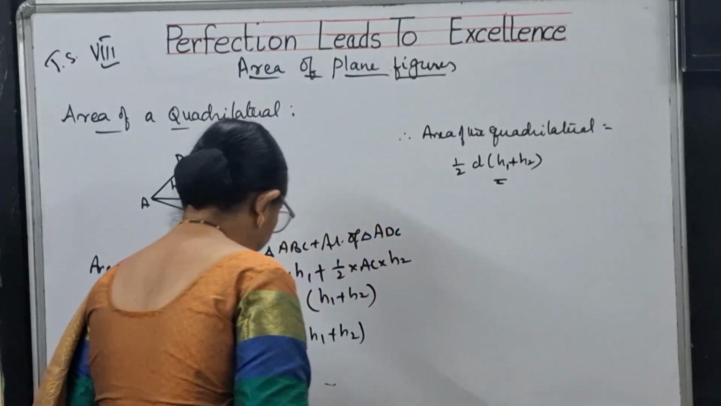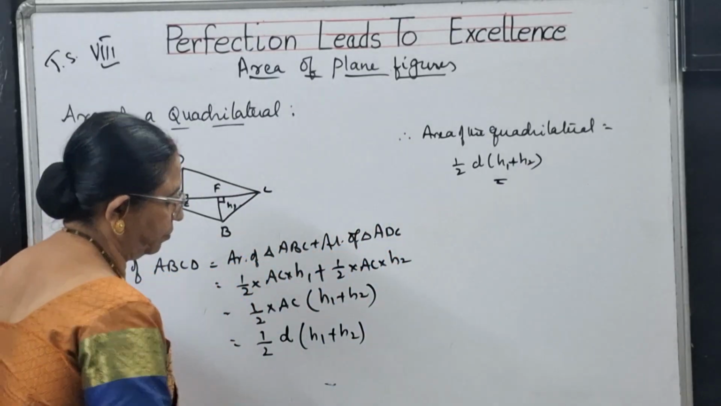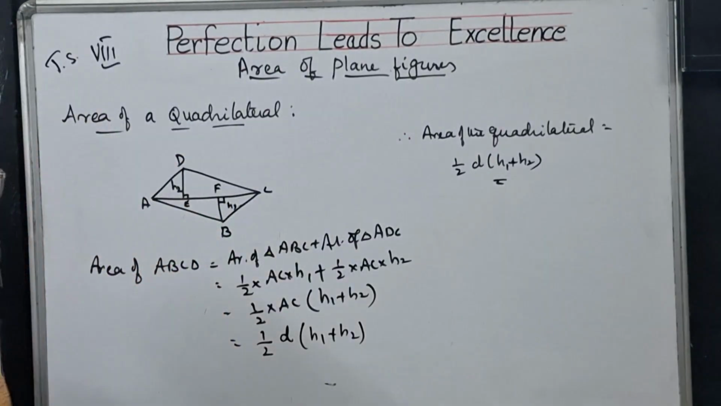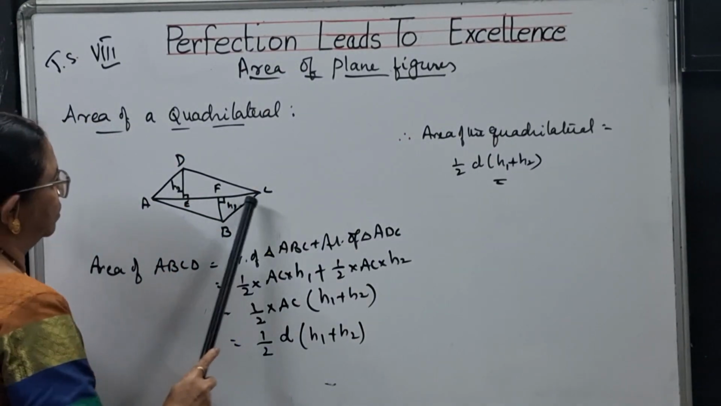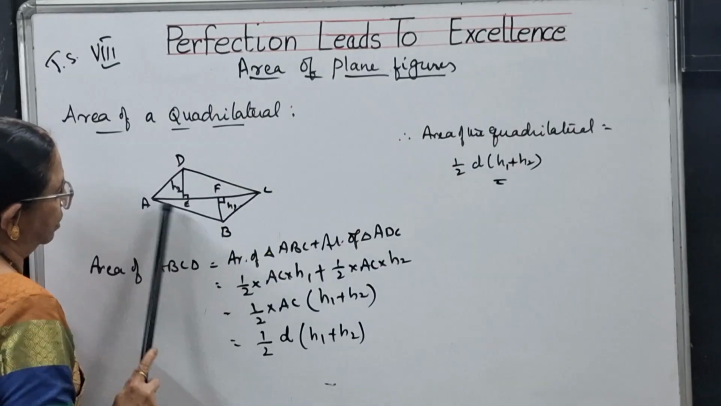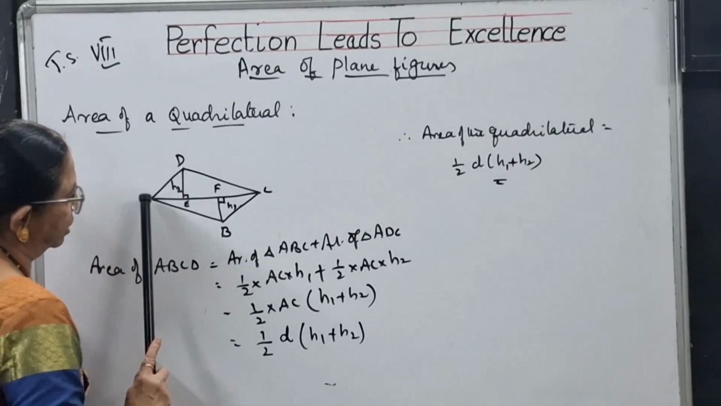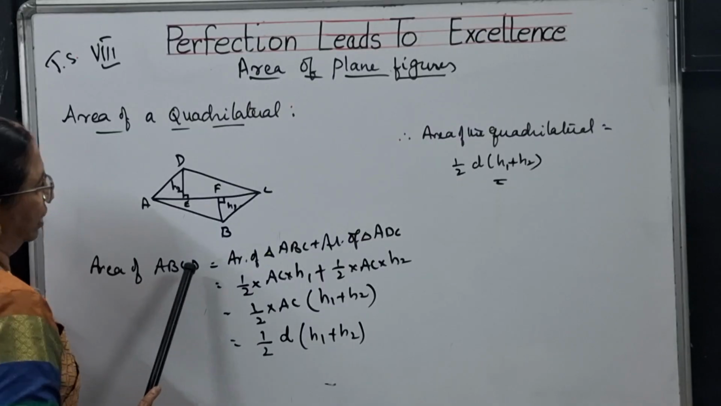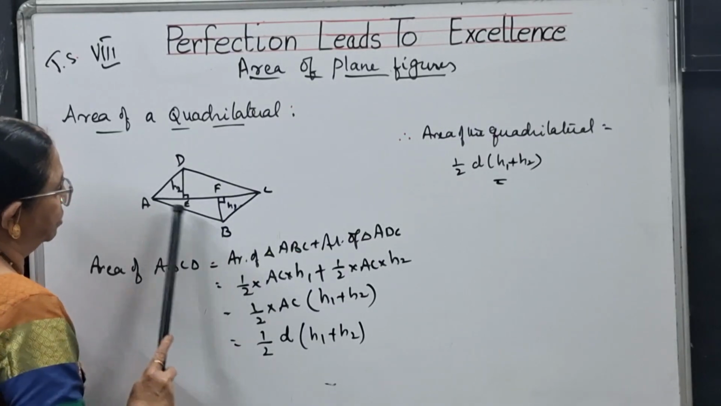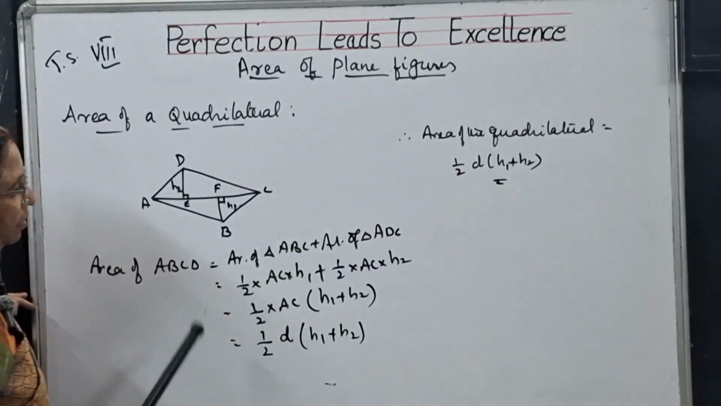This is the derivation, children, for finding out the area of a quadrilateral. ABCD is a quadrilateral, AC is the diagonal, H1 is the height of triangle ABC and H2 is the height of triangle ADC. So the area of quadrilateral ABCD is the area of triangle ABC plus the area of triangle ADC.